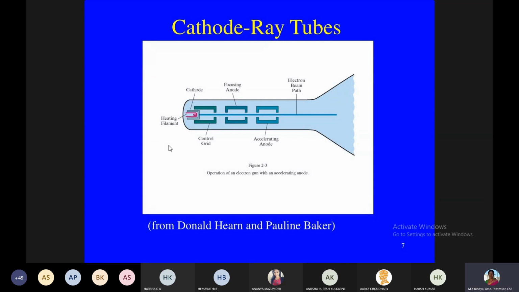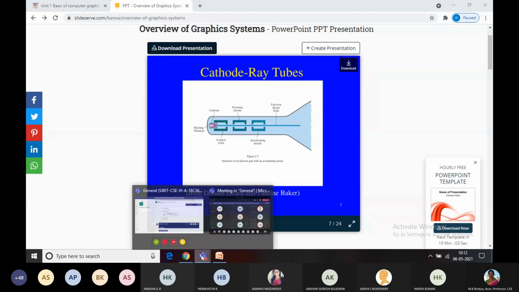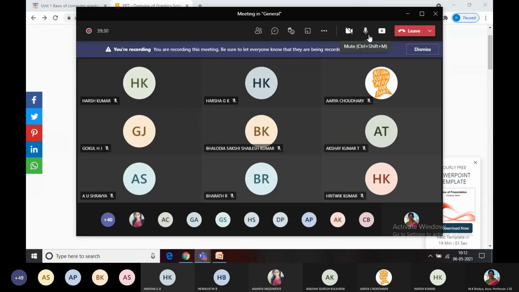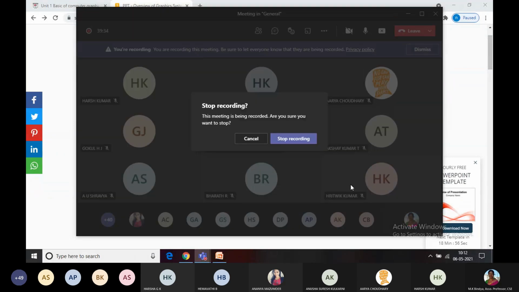Is there any doubt in CRT, random scan display system and raster scan display system? Any doubt?